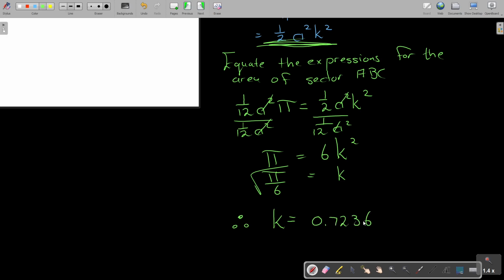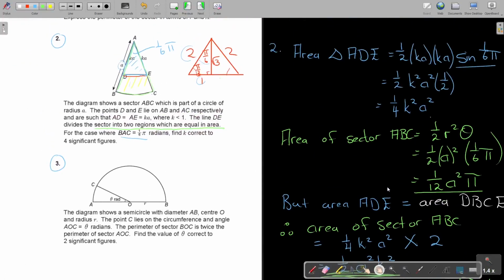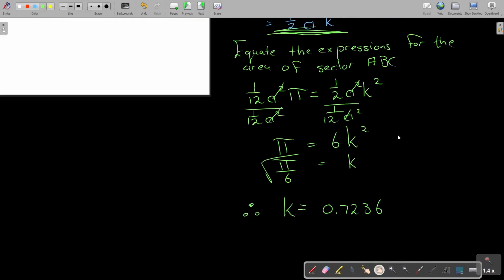0.7236. And because they said, let's just see what they said, correct to 4 significant figures. So correct to 4 significant figures. And that's basically what we do there.